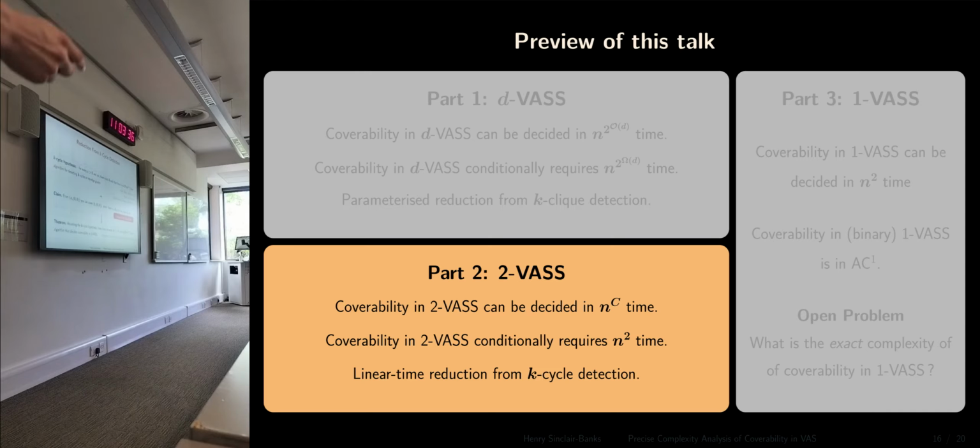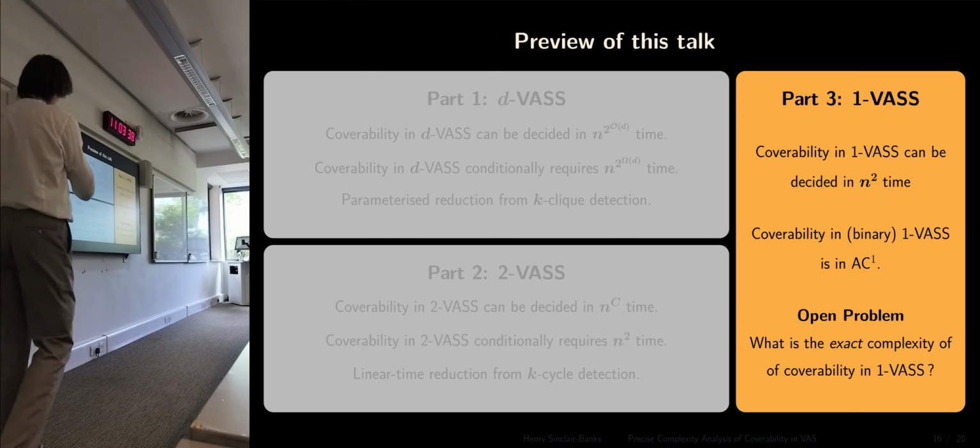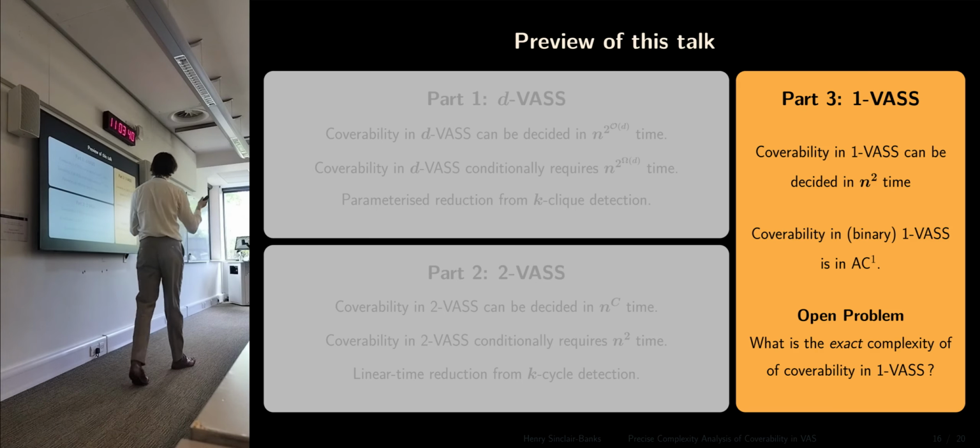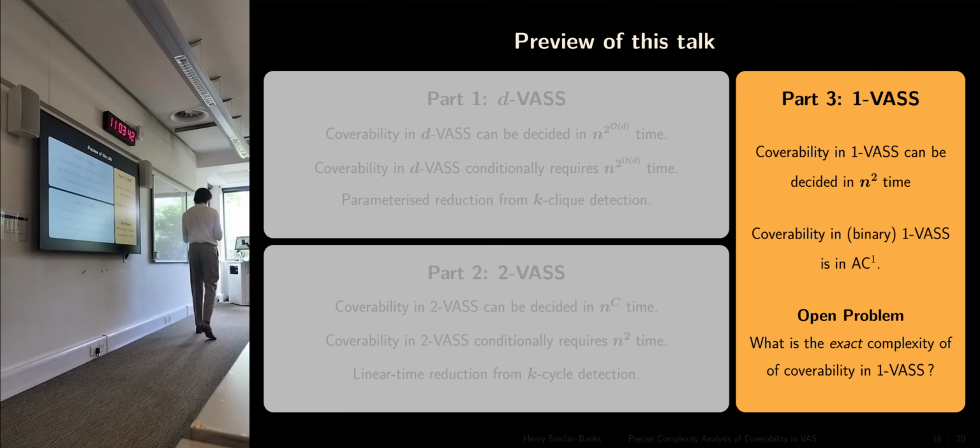That's the end of part 2. And part 3, as I said earlier, we're going to talk about 1 VASS. And this is why the title of this talk was Precise Analysis. So I'm going to give a very, very basic, almost embarrassing quadratic time algorithm for coverability in 1 VASS. And then I'm going to talk about the combinatorial core behind why coverability in 1 VASS is in AC1, even if you allow binary encoding.